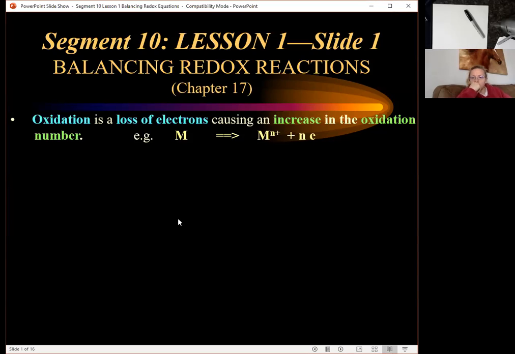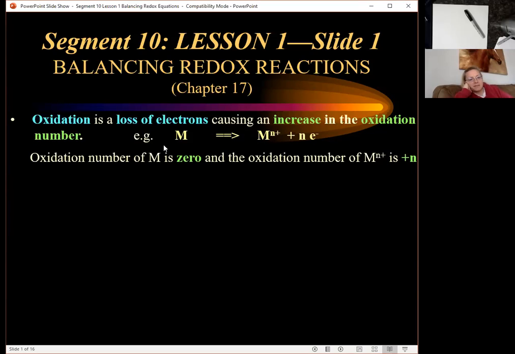Now, if someone were to ask me, define oxidation, Dr. Pearson, I would say oxidation is the loss of electrons. But I would be thinking it's an increase in the oxidation number. That makes more sense. So if you look at the oxidation number of an element, that's 0. And if it's charged, the oxidation number is the charge.